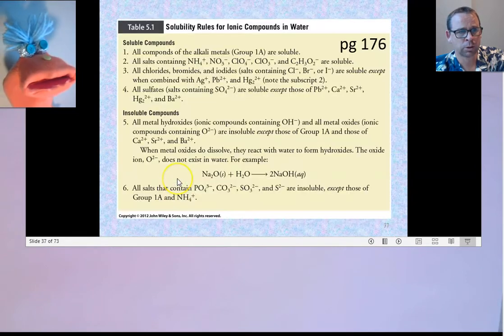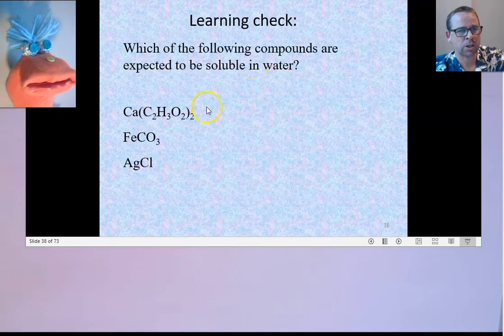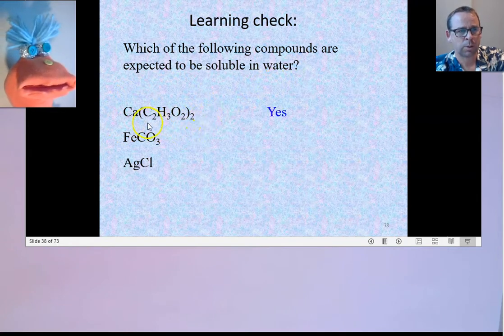Oh, I forgot. Can we take a look? Yeah, rule 2 says that everything that has the acetate ion, C2H3O2 minus, is soluble. Very good. So calcium acetate is soluble then. Is that what you're saying? Yeah. Very good. What about this one?